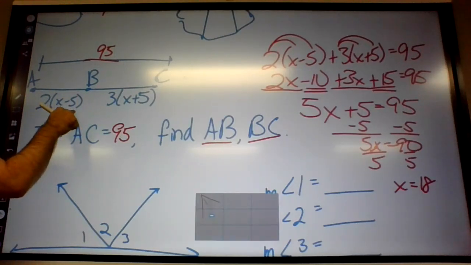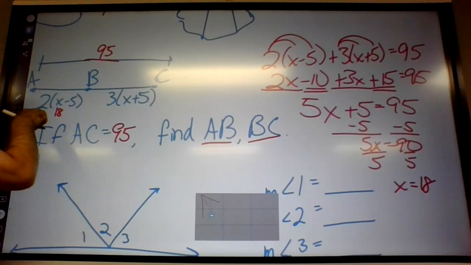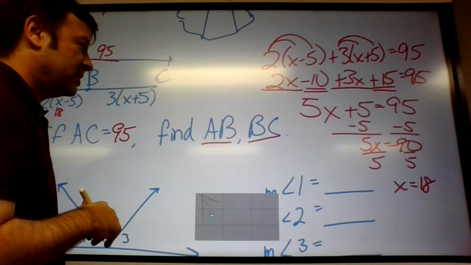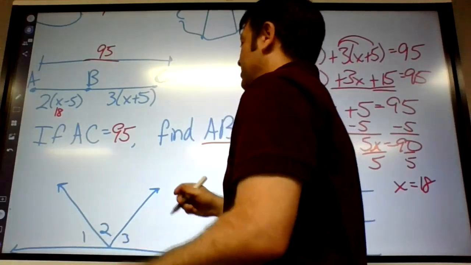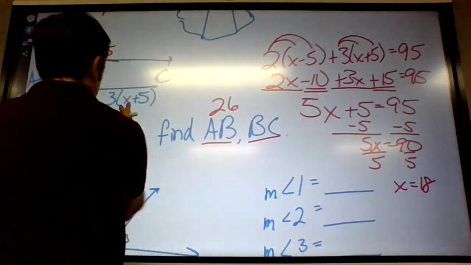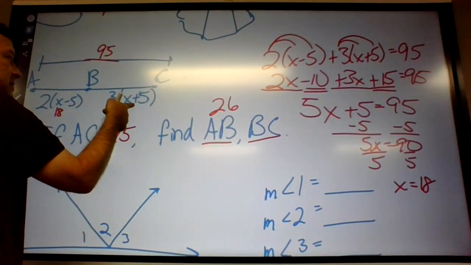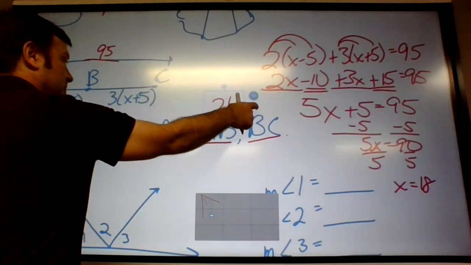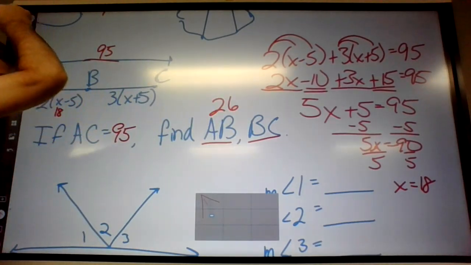So 18 minus 5 is 13 times 2. This one's a lot smaller. Picture's not accurate. So yeah, it'd be 13 times 2, so it'd be 26. Now you can plug in 18 right there to get BC, or you could do 95 minus 26, because together they have to make up 95.